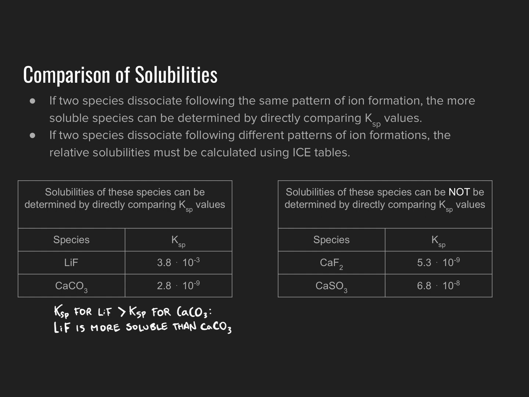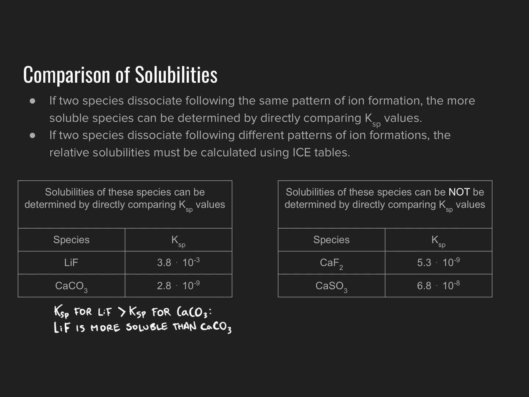Now, that being said, have a look here now at the table over on the right-hand side, in which I give you two more species. These are calcium fluoride and calcium sulfite. The relative Ksp values of calcium fluoride and calcium sulfite are 5.3 times 10 to the negative ninth for calcium fluoride and 6.8 times 10 to the negative eighth for calcium sulfite.